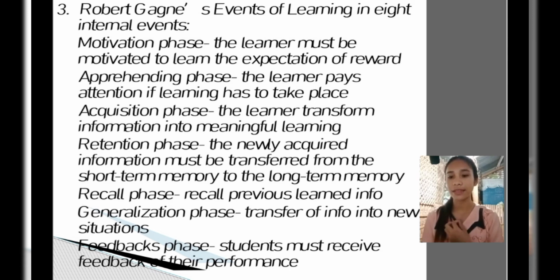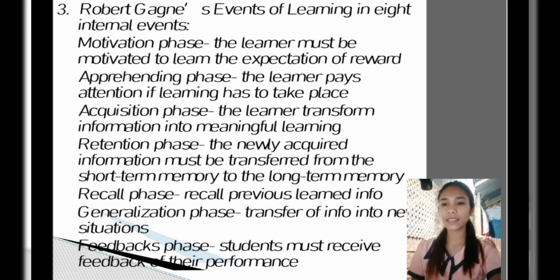Next is apprehending phase. The learner pays attention if learning has to take place. The next is acquisition phase. The learner transforms information into meaningful learning. So while the learner is paying attention, the stage is set and the information presented. So the learner transforms information into meaningful form.